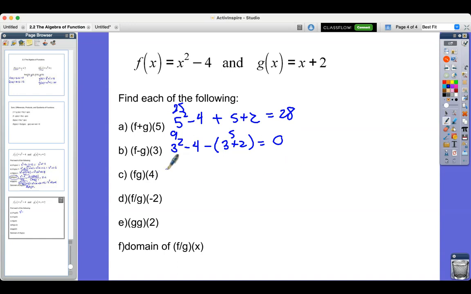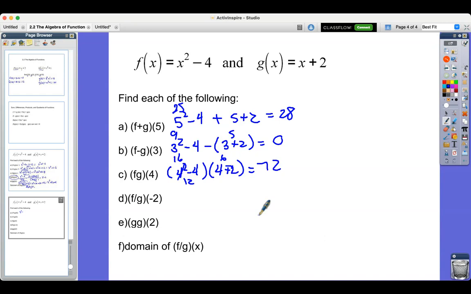F times g of 4. We're going to multiply these. So we have 4 squared minus 4, which is the f, times 4 plus 2. Let's see what we get there. 4 squared is 16. 16 minus 4 is, of course, 12. 4 plus 2 is 6. 12 times 6, ooh, what is that? 72. So the first part, 16 minus 4, is 12 right there.